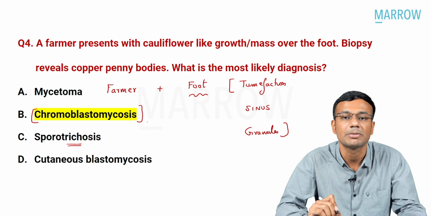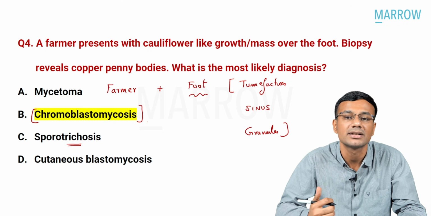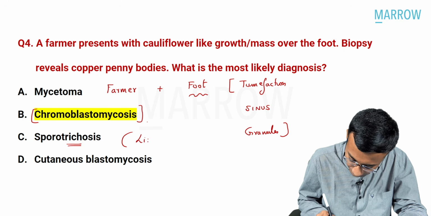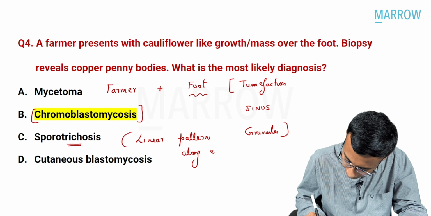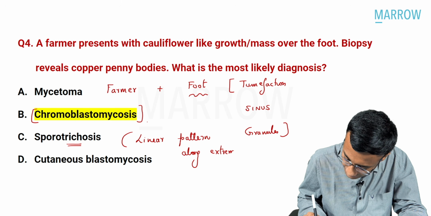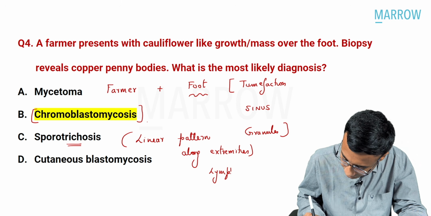Sporotrichosis is a different type of clinical presentation. In sporotrichosis, what is going to happen? You're going to have nodular ulcerative lesions. Here you have a linear pattern along the extremities, a linear pattern along the extremities because it targets the lymphatics.